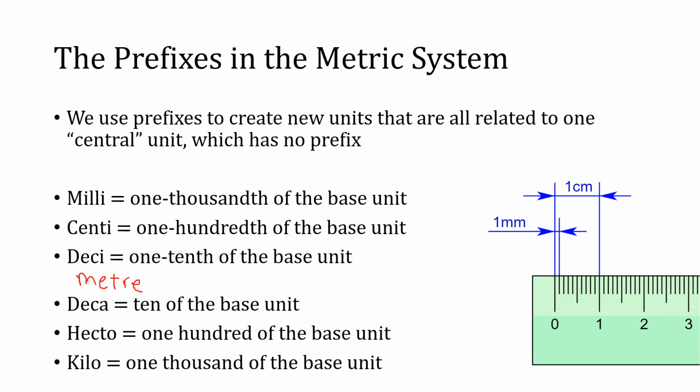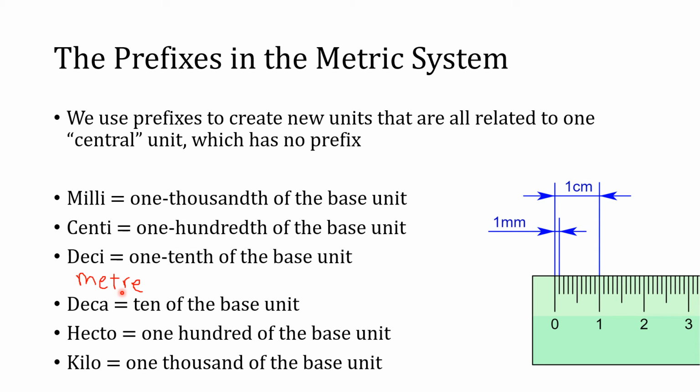bear with me, I'm drawing with a mouse and not a touchpad or one of those special writing pads, so sorry about that. But basically, if for lengths and distances we're using the meter for our measurements, then if we want to invent a unit that is 10 times smaller than a meter, remember that everything in the metric system works in groups of 10. So if we want something that's 10 times smaller than a meter, then we add this deci in front of it. So a tenth of a meter is a decimeter.